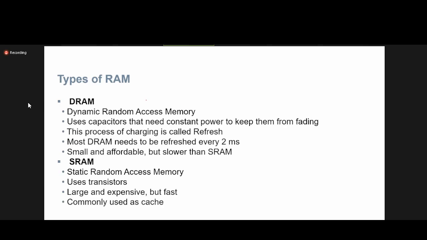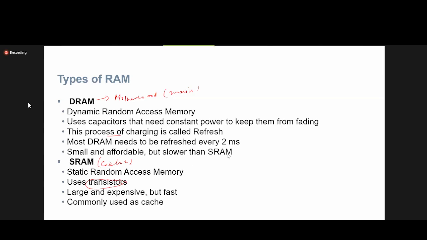So DRAM is on the motherboard, right? This is on the motherboard. That's the main memory. SRAM is cache memory, right? Because it's expensive and fast. Both are random access memory, but the fabrication technique is different. So those use transistors and those use capacitors. DRAM uses capacitors, and capacitors discharge after some time.